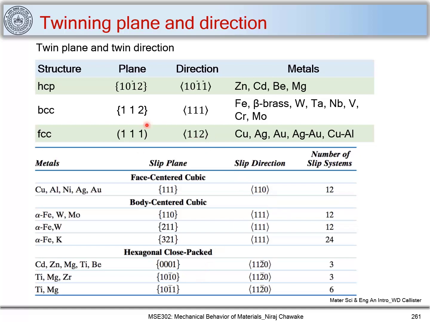And in the case of HCP, twinning occurs on the 10 bar 1 2 plane and 10 bar 1 direction, and this depends upon the C by A ratio. Let me write that down also. Twinning depends on the C by A ratio. You can read about what the C by A ratio is in HCP materials, and depending on the C by A ratio, we see a variation in twinning, or the twinning plane can change and the twinning direction also can change. And now let's move ahead.